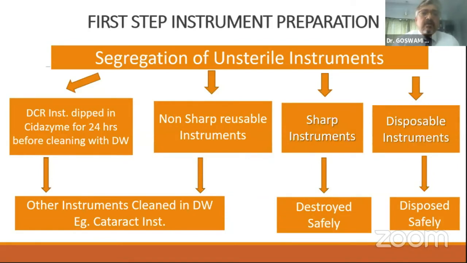Once the instruments have come out from the OT, the ones, for instance, which are used in DCR surgery, where it's a very septic kind of situation, should be put in a special enzymatic cleaner so that all the soil material is removed. Those which are used for cataract and the like can be kept separate. Sharp instruments like VLANs and keratomes, which are to be disposed of, should be disposed of carefully without causing any needle stick injury to the staff that is cleaning them. And disposable instruments again need to be disposed of, taking care of the environment and the other factors around us.